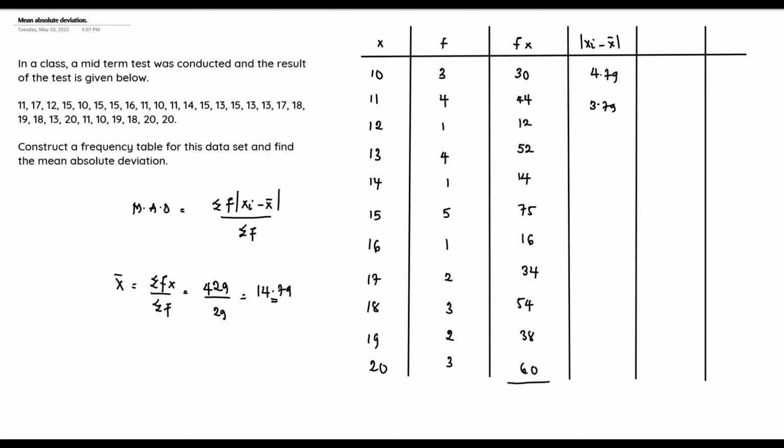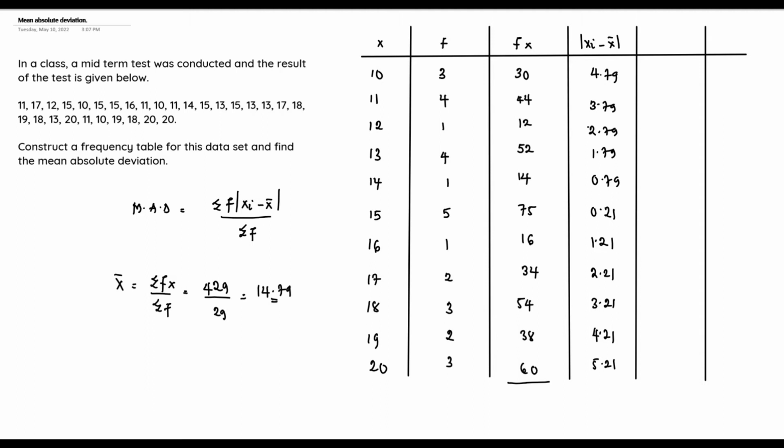This is going to be 2.79. 13, that's going to be 1.79. 14, that's going to be 0.79. 15, that's going to be 0.21. 16, that's going to be 1.21. 17, that is going to be 2.21. 18, that is 3.21. 19, that is 4.21, and 20, we have that to be 5.21.